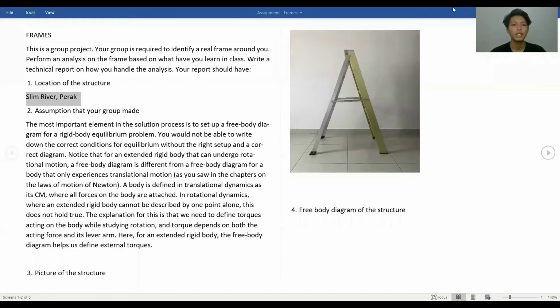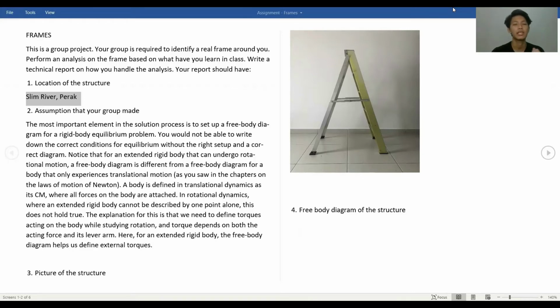My name is Muhammad Azril bin Muhammad Rizalman. My matrix number is 201030. Okay, today I will explain about frames. The location of the structure is at Slim River, Perak, which is near my house. Okay, next, the assumptions that our group made.